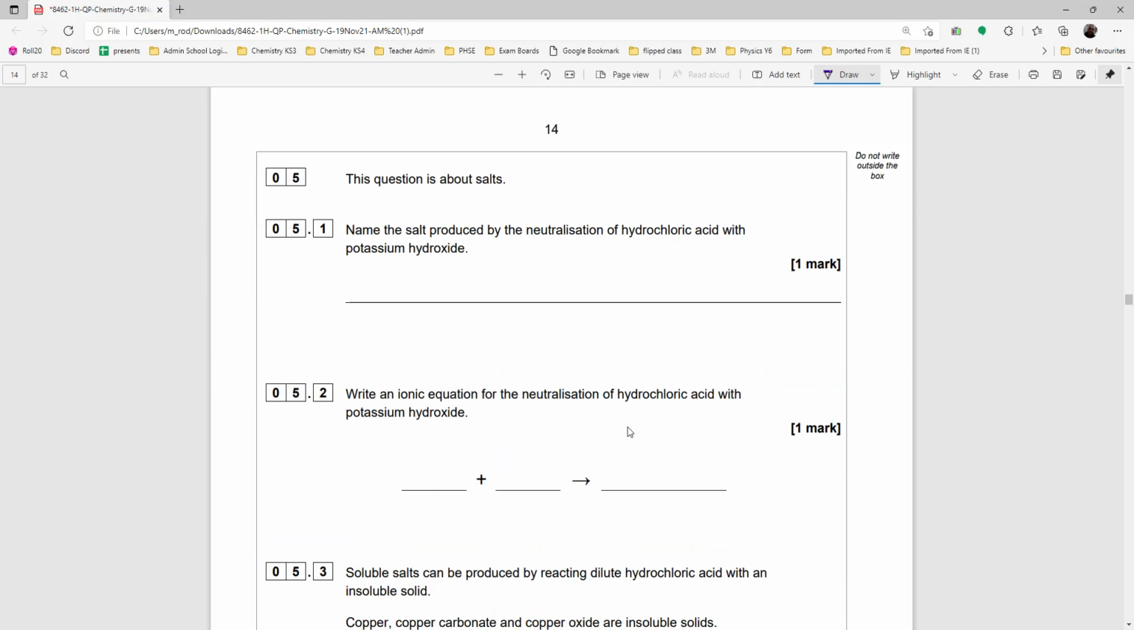Question 5. This question is about salts. Name the salt produced by the neutralization of hydrochloric acid with potassium hydroxide. Well, I'm just going to circle the last part of the salt, which is chloric. I'm going to circle the metal from the hydroxide. And I can know that I'm going to make potassium chloride. Now, name it, so I better write it down as well. When I make a salt, I'd like to make a compound, and so the end's going to end in "ide."